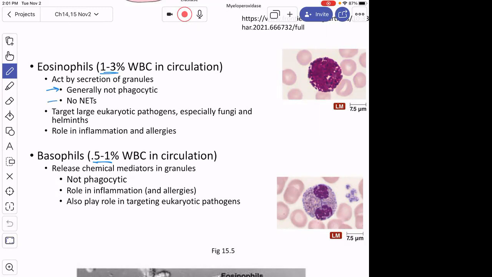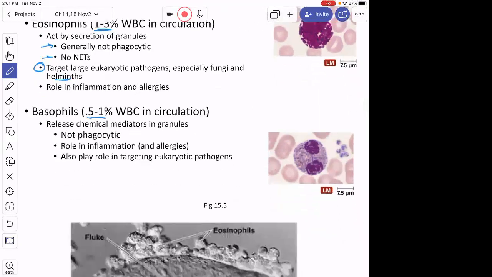They don't do the nets. That's a neutrophil thing. And eosinophils are best known for targeting large eukaryotic pathogens, so things like roundworms or flatworms. Those are helminths. And I'll come back to this in a minute.